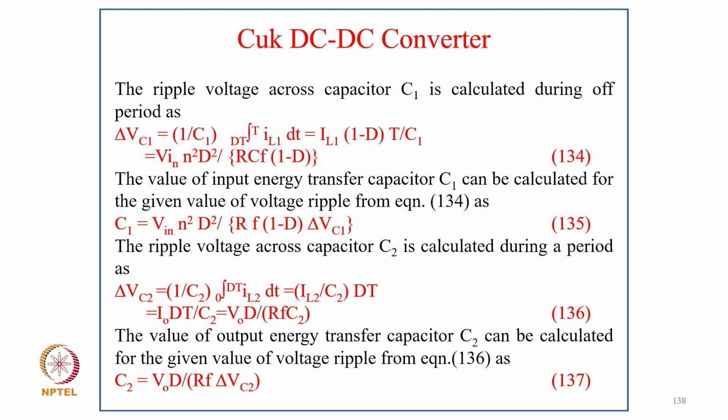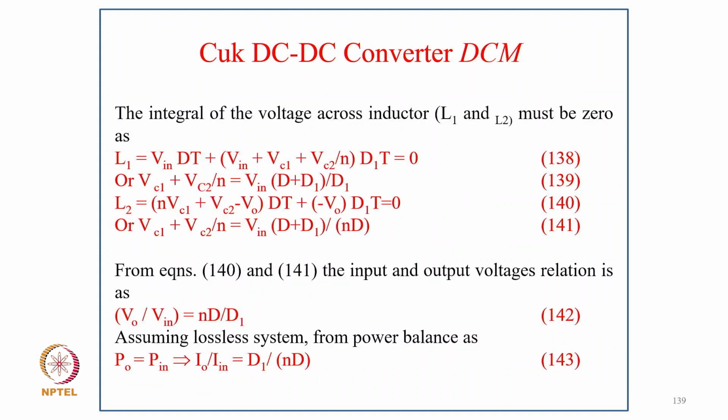The ripple voltage across capacitor C2 is calculated during the off period as delta VC2 equal to 1 upon C2 integral from 0 to DT of IL2 dt, or equal to IL2 upon C2 into D T, or equal to IO D T divided by C2, or delta VC2 equal to VO D upon R F C2. The value of output energy transfer capacitor can be calculated for the given value of ripple: C2 equal to VO D upon R F delta VC2.